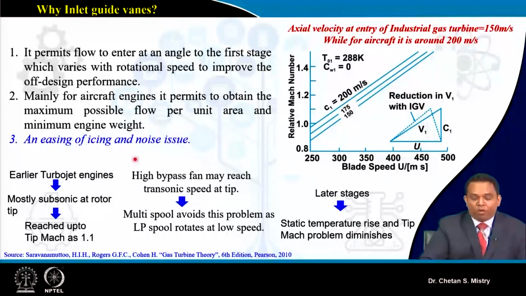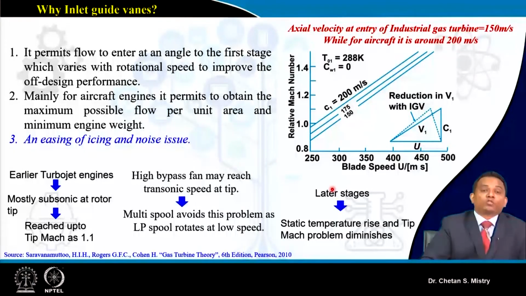So for most modern high bypass ratio engines, they have transonic aerofoils. They use a multi-spool configuration, which leads to rotating your LP compressor at low speed. In the same way your fan also rotates at low speed. If there is any chance of the formation of shock, that is taken care of by designing special kinds of transonic aerofoils.